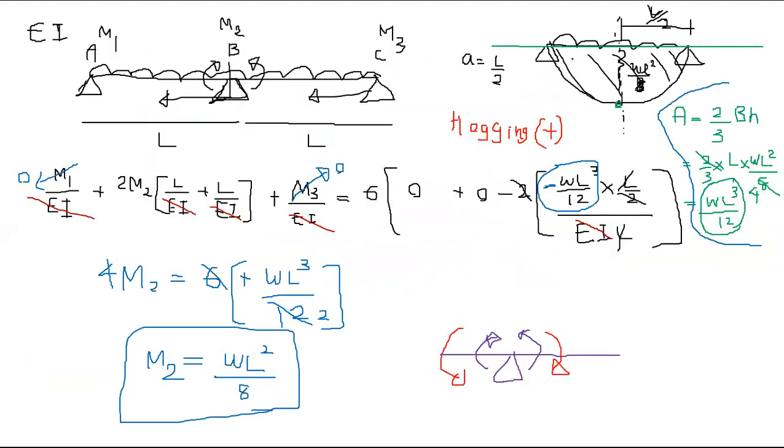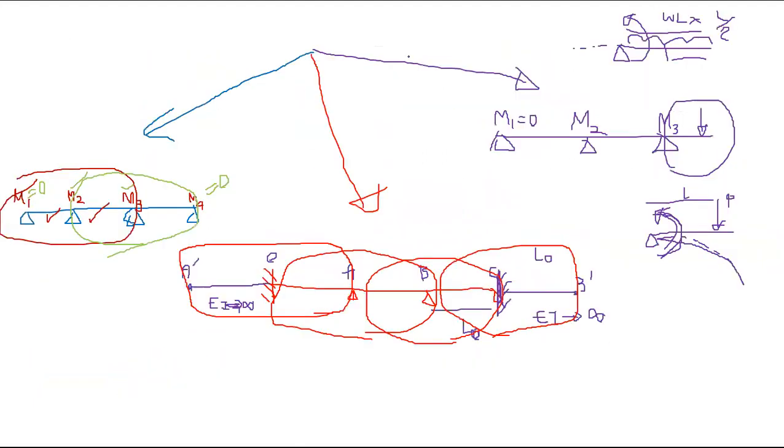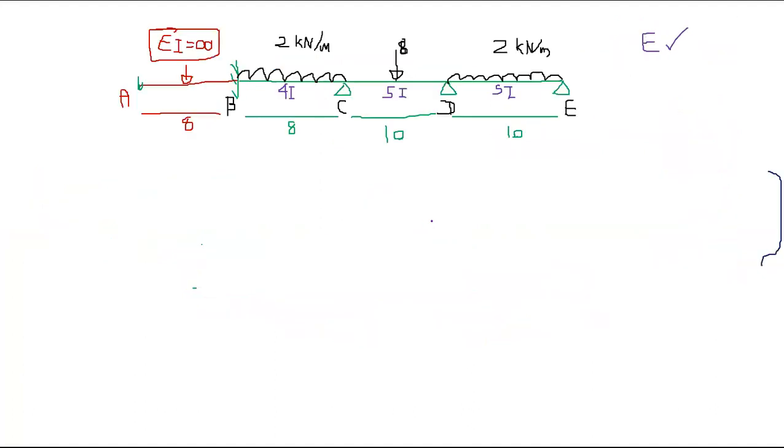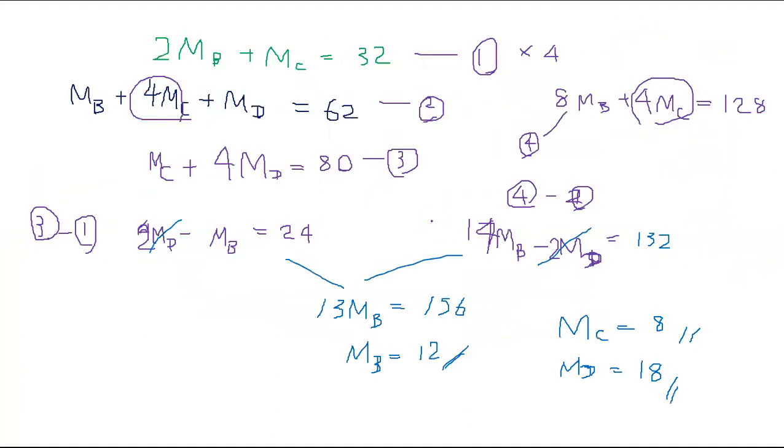So the first thing you need to do is make the structure look like one of these, right? Then apply the equation to each span from left to right, right? Finally, solve for the bending moments.